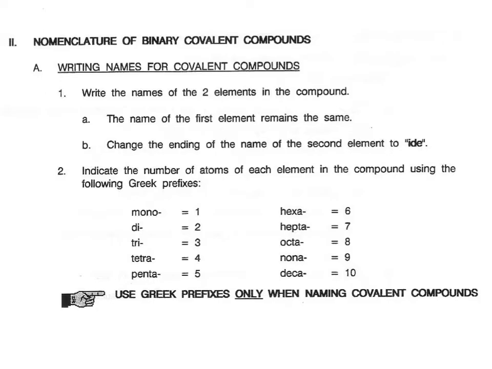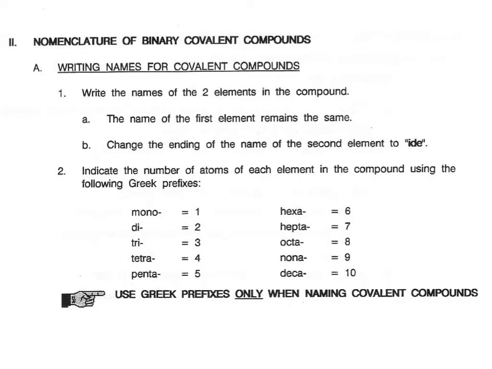Then, after we've written the base name of the compound, what we're going to do is write in the number that indicates how many of that atom is present. So we're going to be using Greek prefixes, and you will need to memorize this list. So mono means 1, di means 2, tri means 3, tetra is 4, penta is 5, hexa is 6, hepta is 7, octa is 8, nona is 9, and deca is 10.